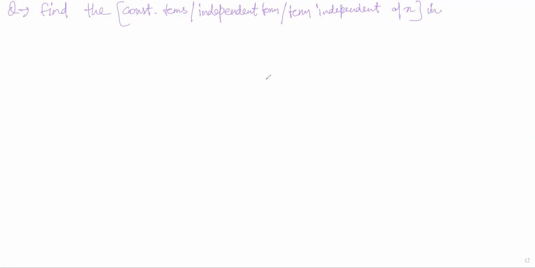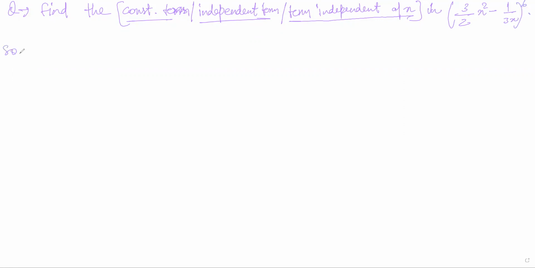The question can be in any form. You may be asked the constant term, the independent term, or the term independent of x. All of these are the same thing. So if you are asked to find any of these in an expansion, let's say the expansion is this, your miscellaneous example first: 3 by 2 x square minus 1 by 3x to the whole power 6.